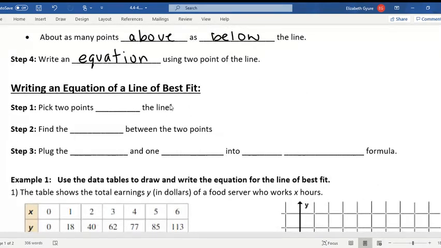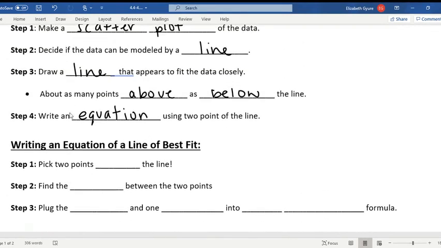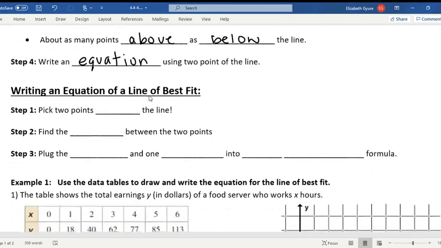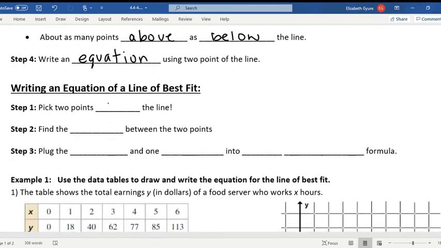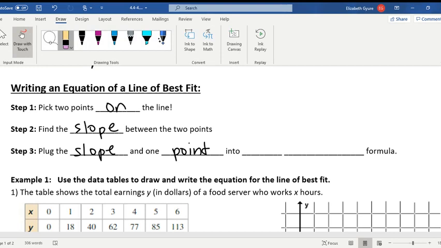All right, writing the equation of the line of best fit. So once you get there, now we're at our writing an equation part, which we've done, but again, it can kind of be a long process, so I want to refresh. Once we have the line drawn, you pick 2 points on your line. Then you find the slope between the 2 points. Then plug the slope and 1 point into the point slope formula.